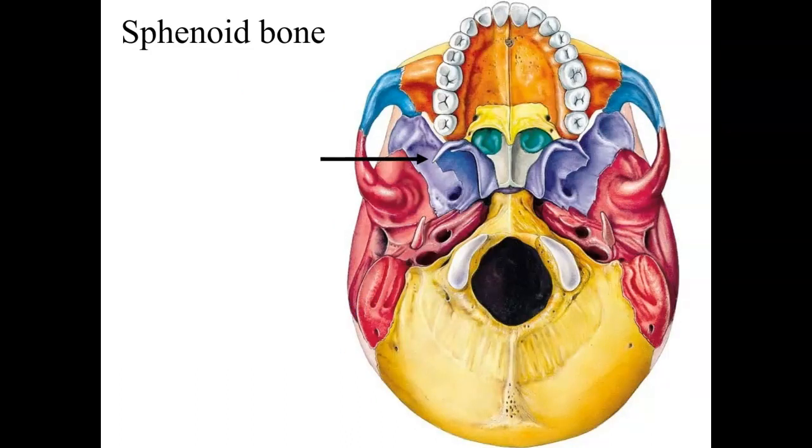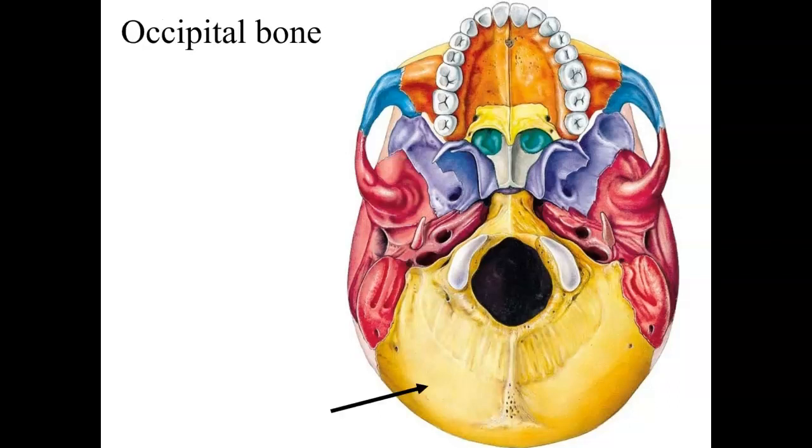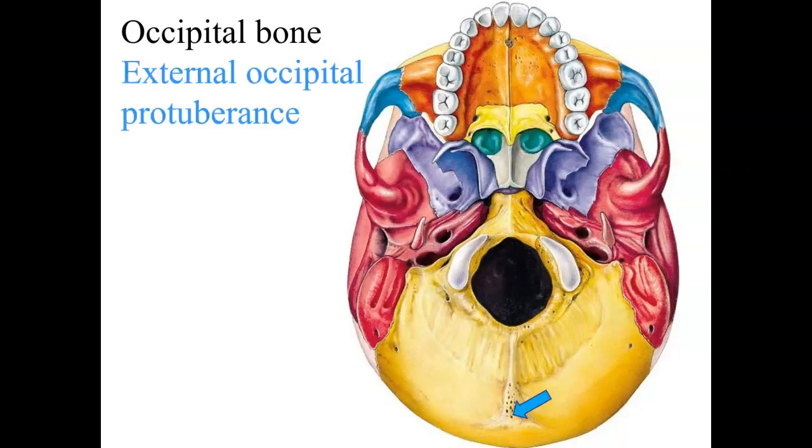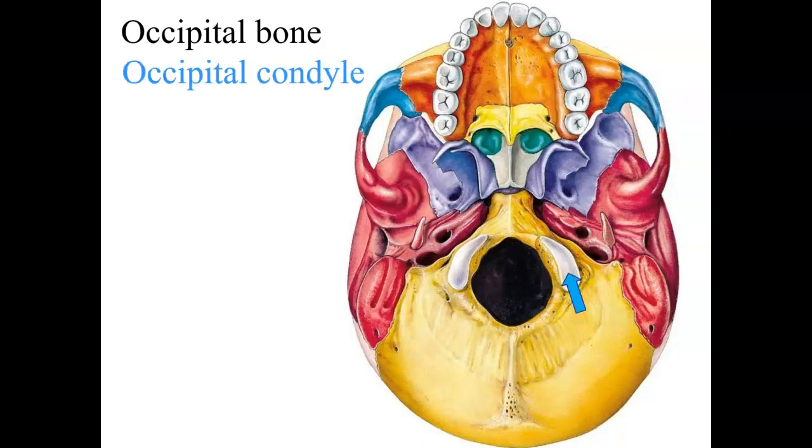In this particular dimension, you can see a portion of the sphenoid bone. This kind of makes up the bottom of the cranium. We'll see the sphenoid in one other different dimensional view in just a few minutes. And then we can see the occipital bone from the bottom view in this particular picture. Associated with the occipital bone is the external occipital protuberance and the occipital condyle.